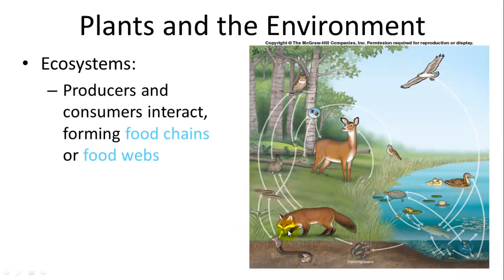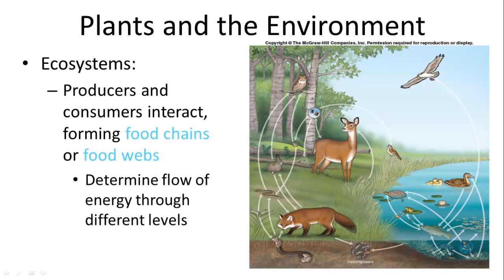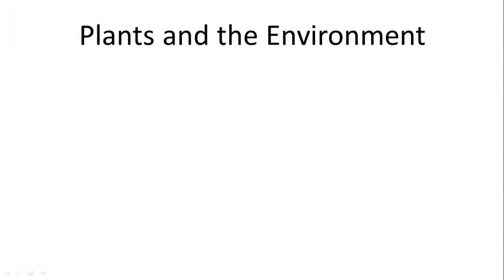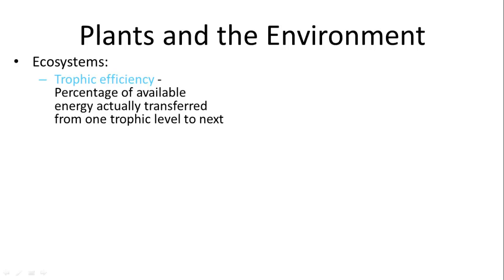And we can diagram these, forming what we call food chains or food webs. So it's usually a little more convoluted than just a simple line, a food chain. It's actually more like a food web because multiple animals eat many different things. But this can help us determine the flow of energy through different levels. So each trophic level, or each primary consumer to secondary consumer, those are two different trophic levels, or areas in which you feed in a specific ecosystem.